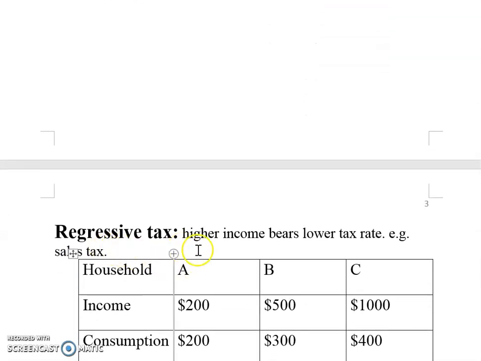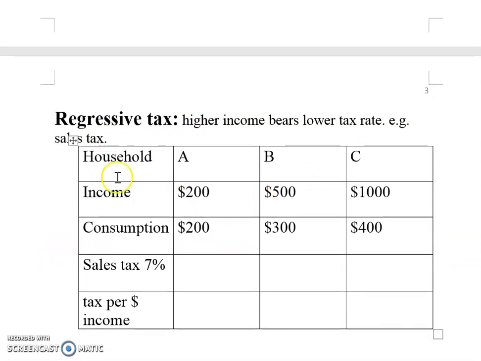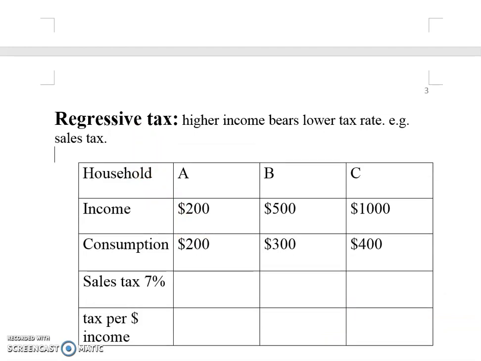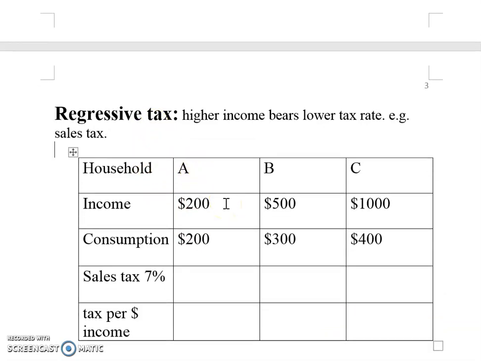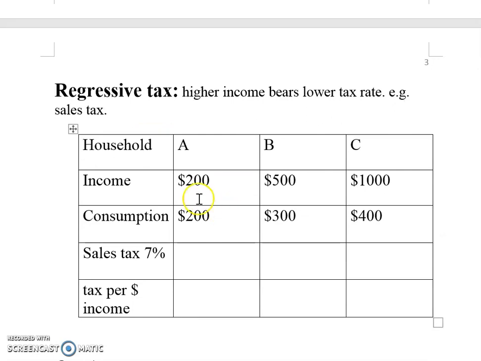There is a regressive tax. Higher income bears a lower tax rate. So for example, sales tax. Many people believe that sales tax is a proportional tax. It's not. Many people believe that. In fact, it is not. It is a regressive tax. So I'll show you why.